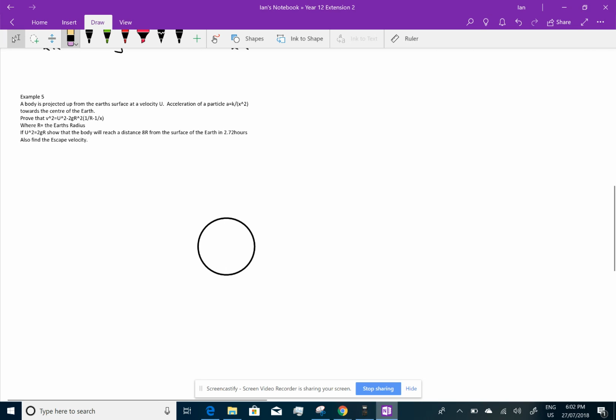in 2.72 hours. Also find the escape velocity. So there's a lot going on here, but this is a much better example because it has numbers. So let's get some things started.